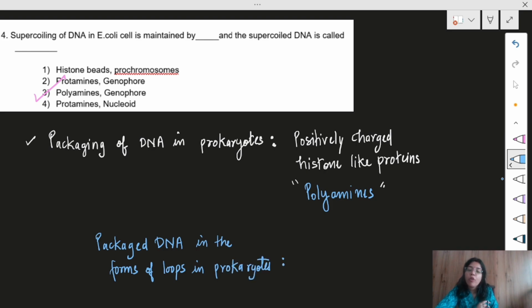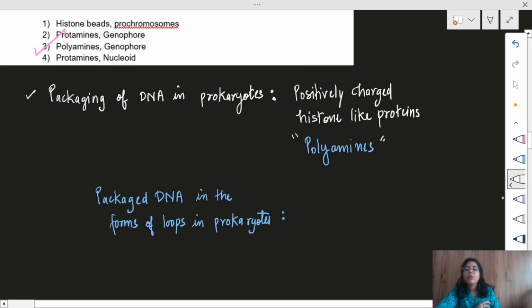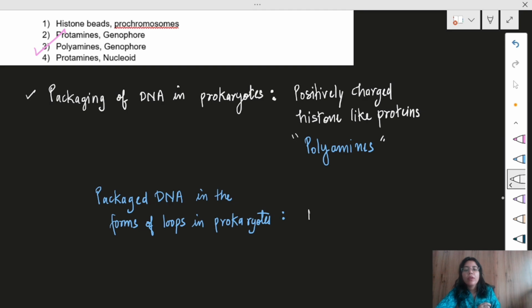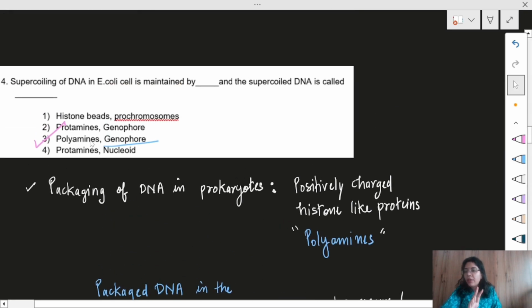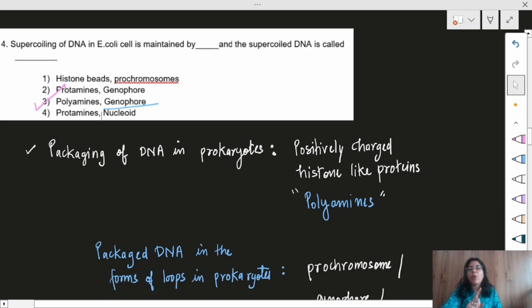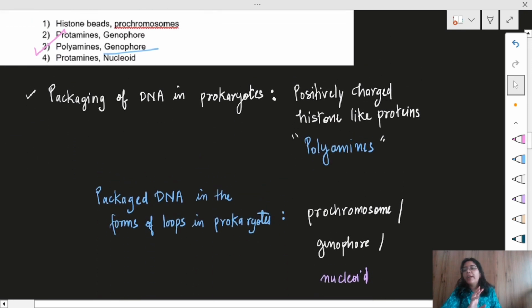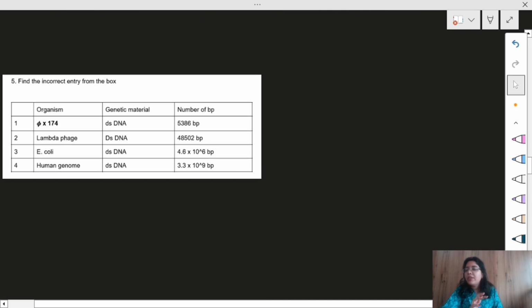or coiled DNA in prokaryote, it is called prochromosome or genophore, or NCERT writes it as nucleoid. So genophore is mentioned here, no problem. Second blank, everything is correct, but we have to find the answer from the first blank itself, right? Polyamine and nucleoid. Understood? This you must remember.